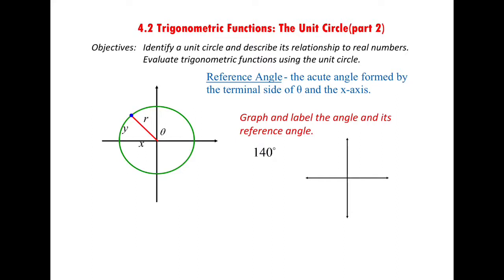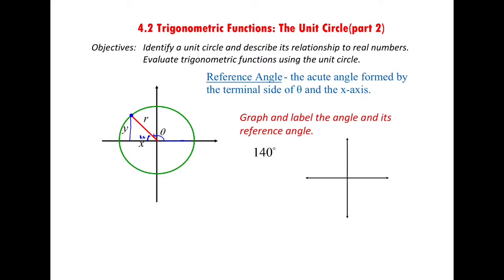So now we have our initial side and our terminal side larger than 90 degrees. That represents theta. We're going to create a right triangle with the x-axis and the terminal side, and this right here represents what we call our reference angle. The reference angle is an acute angle formed by the terminal side, the side that rotates, and the x-axis, positive or negative, depending on where you're located. That represents the reference angle.